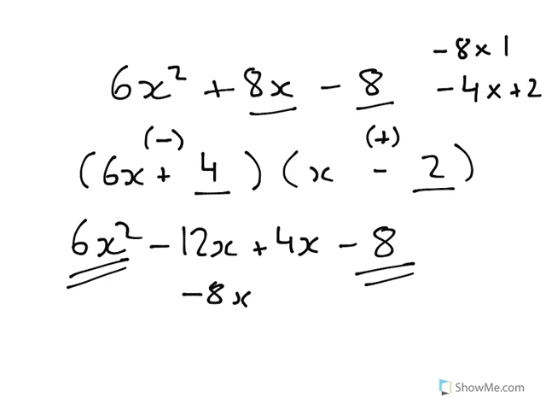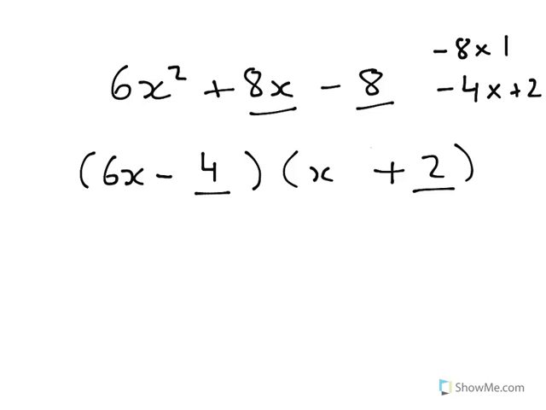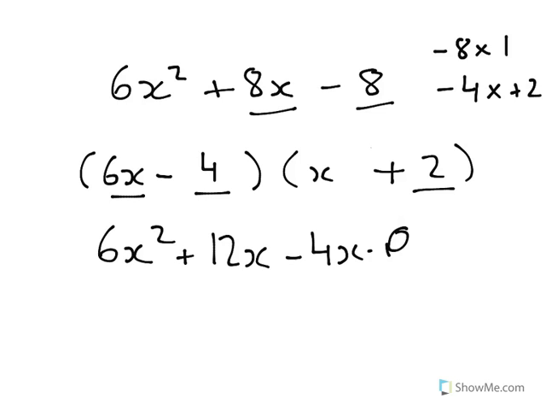So what do we do? We just change both of the signs. We change this plus into a minus and this minus into a plus. And then we do the expansion again. We get the correct numbers in the beginning, 6x squared. We get 6x times plus 2, giving us plus 12x. And we get minus 4 times x, giving us minus 4x. And minus 4 times plus 2, giving us minus 8. And now we can see that we've got the right expression, 6x squared plus 8x minus 8.